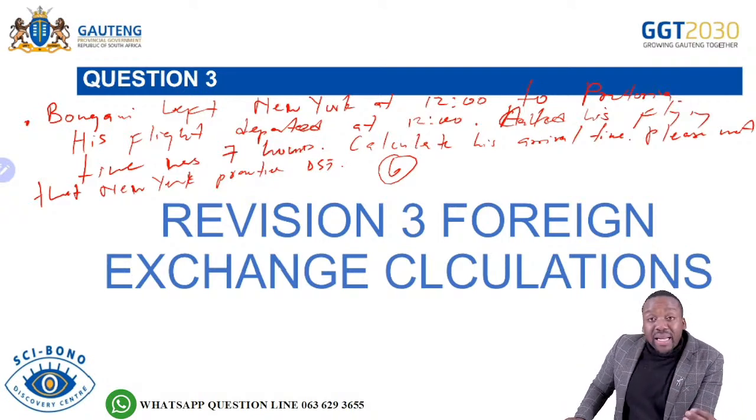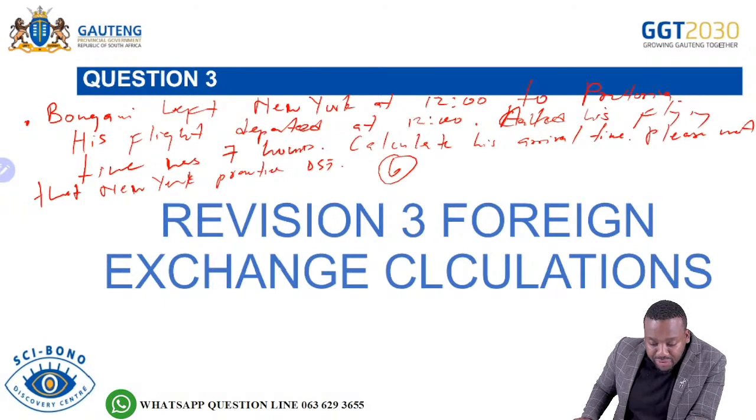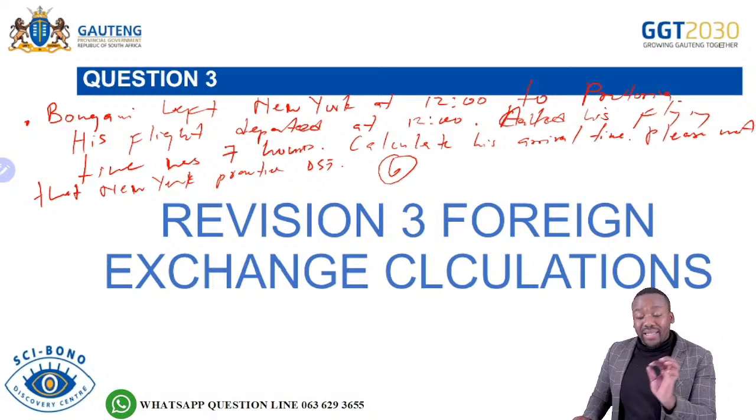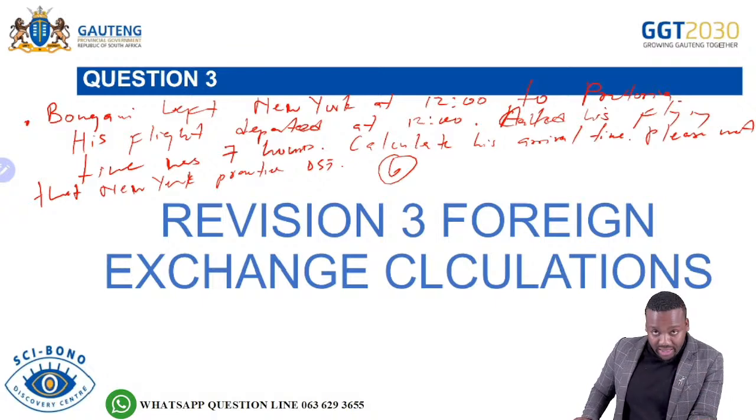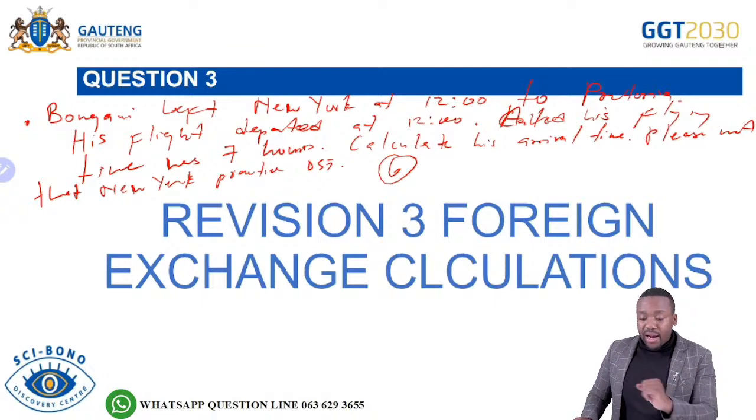Bongani left, meaning departed New York at 12 o'clock to Pretoria. His flight departed at 12 o'clock and his flying time was 7 hours. Calculate his arrival time. Arrival time where? In Pretoria. Then I say, please note that New York practices DST. Let's try to answer this one.